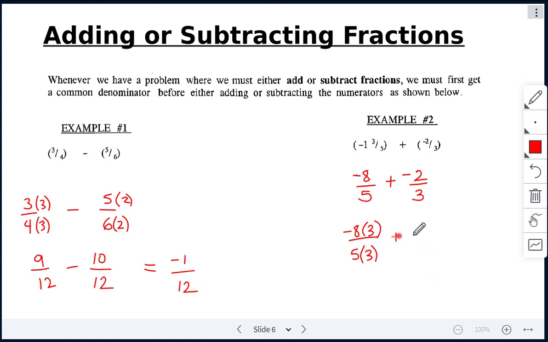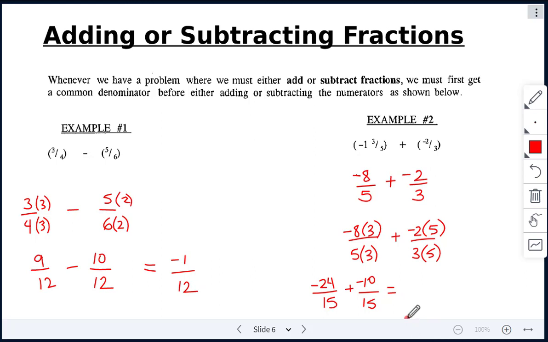And then we have plus our second fraction. We have the 3 as the denominator. We have to multiply it by 5 to put it into 15. So we have to take our negative 2 and also multiply it by 5. All right, so now we end up with negative 8 times 3. That's negative 24 over 15 plus negative 2 times 5. That's negative 10 over 15.